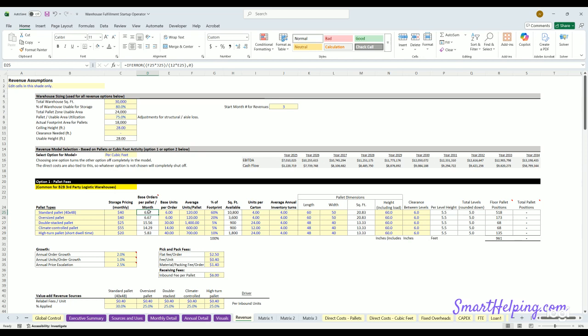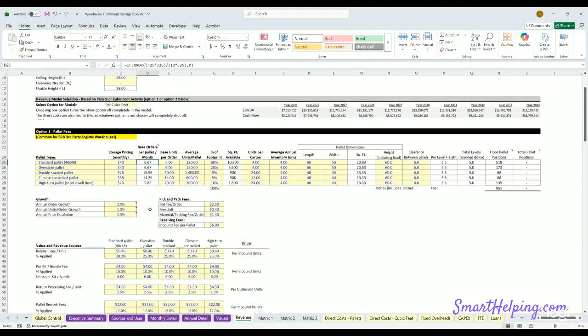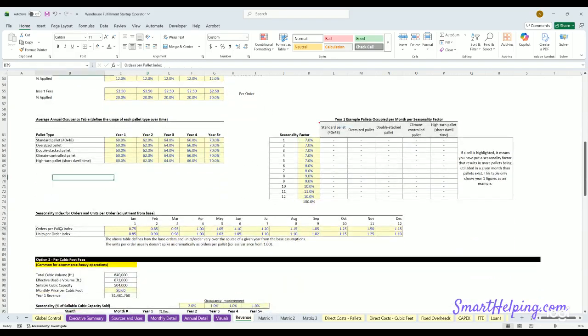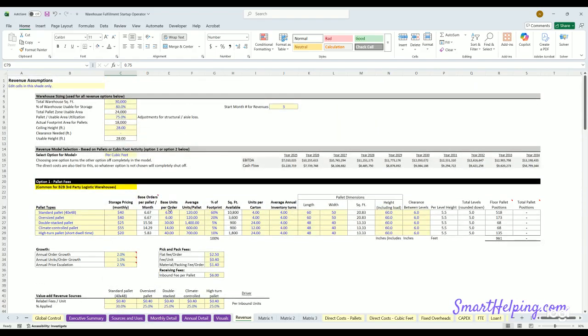Now remember, this is just a base. What does that mean? Well, we have assumptions down here for orders per pallet and units per order. That's because over the course of the year, if you have seasonality, your orders per pallet will change. So that means the amount of orders, this base is 6.67 per pallet space per month.